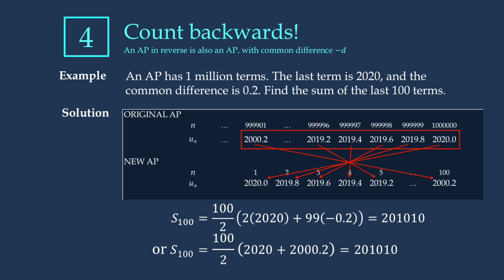Fourth point, count backwards. An AP viewed backwards is another AP, but with a common difference which is negative of the original one. In the example given, the AP has 1 million terms, with last term 2020 and common difference 0.2. To find the sum of the last 100 terms, we just turn the AP backwards starting from 2020 as the first term, with a common difference of minus 0.2. Applying the sum formula for 100 terms gives 201,010, which is the answer required.